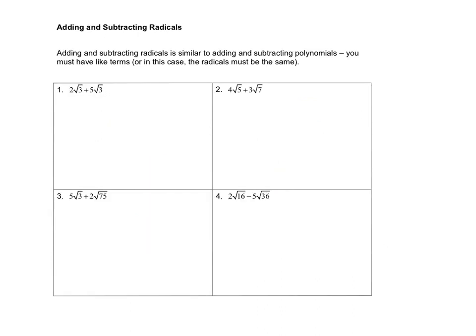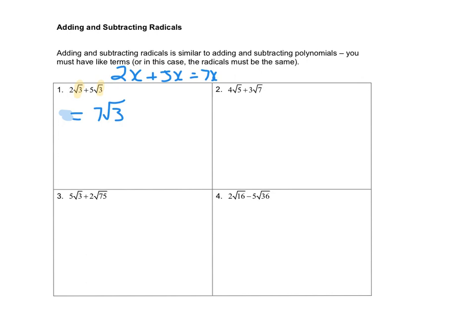We are now going to quickly look at adding and subtracting radicals. When you're adding and subtracting radicals, it is very similar to adding and subtracting polynomials. You must have like terms, or in this case, the radicals must be the same. So here we see 2 times root 3 plus 5 times root 3. The radicals are the same. So now I just say I have 2 root 3's and 5 root 3's. So altogether, I have 7 root 3.